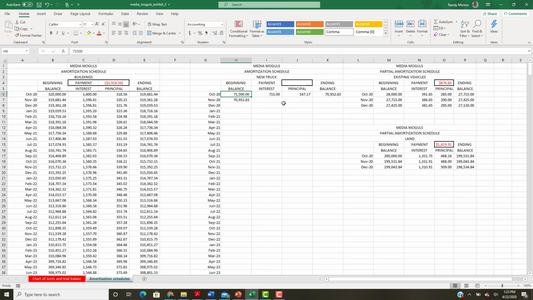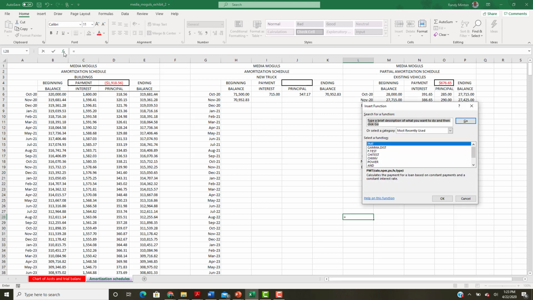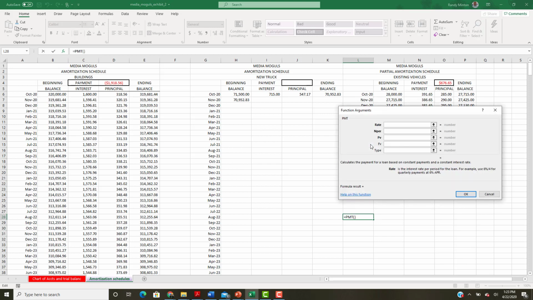And the way that I got here to these, all right, well, it's in two steps. So the first one is I have to determine what the payment amount is. So equal. And well, it's probably easier for you to come over here and do FX and find payment. So you just type in PMT here, and now you get your payment and double click it.